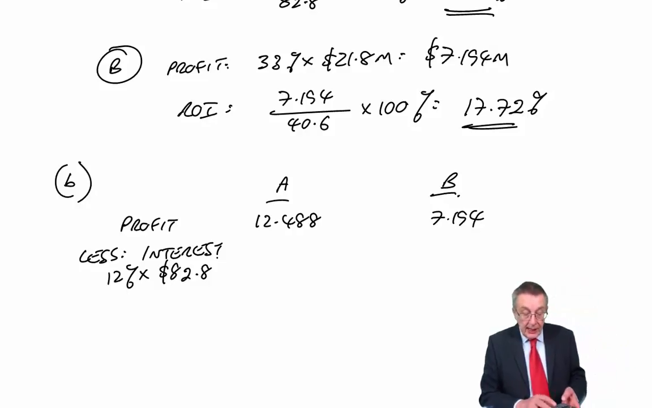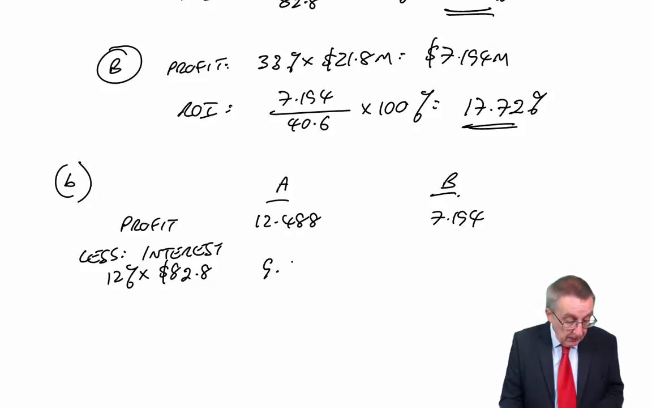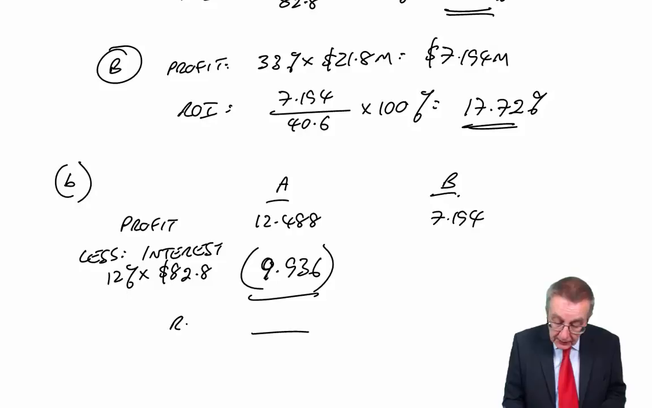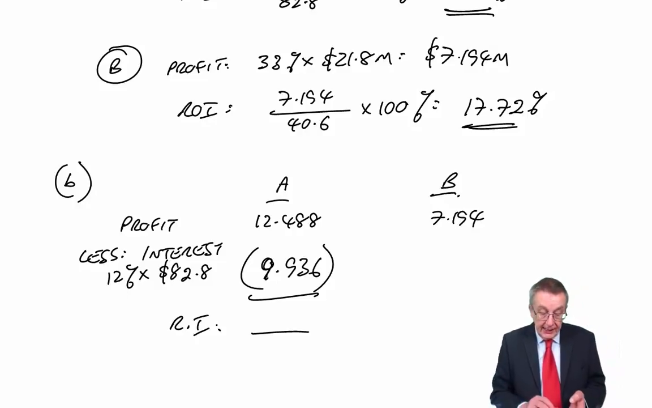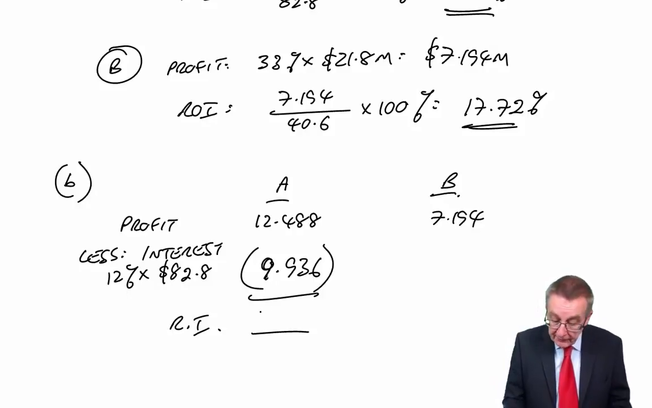So for Division A, the interest is 9.936, which leaves residual income for Division A of 2.552 million.